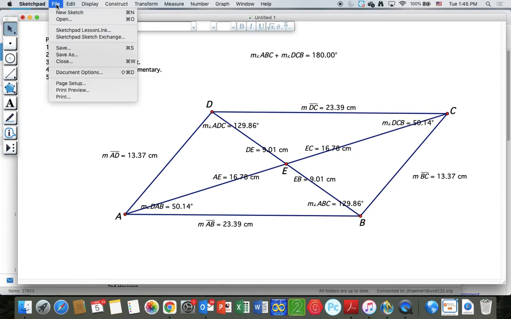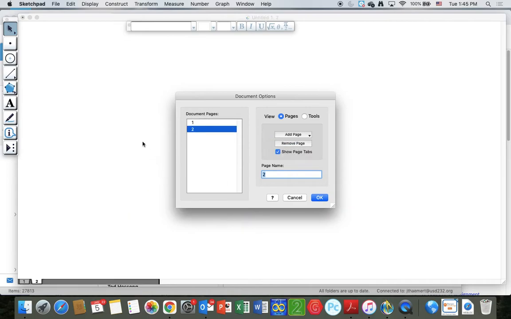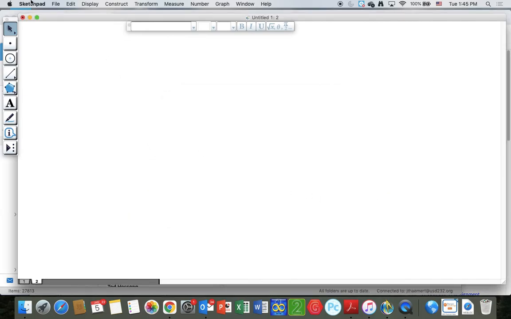Add a page. How do I add a page? Oh, add a page. Okay. So, page 2. Now, we just talked about parallelograms. Now, there is a special kind of parallelogram called a rhombus. And when I hear of a rhombus, the first thing I think of is a kicked over square.